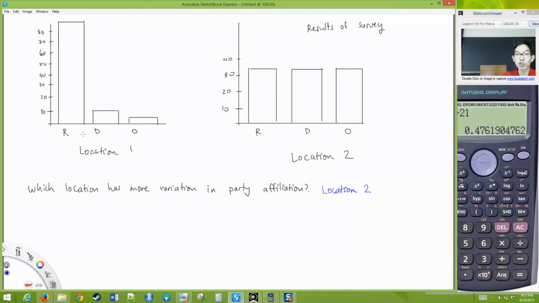In location 2, you've got a great diversity here. You've got some people Republican, some people Democrat, some people other, okay? So you've got a variety, a range of things, okay? Over here, almost everybody is Republican. You have very few Democrats, very few other parties, so you're going to have less variation there, okay?